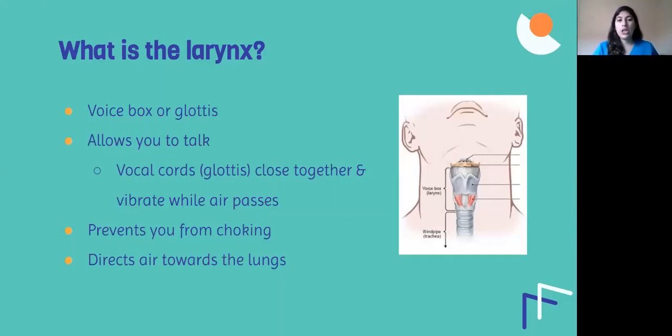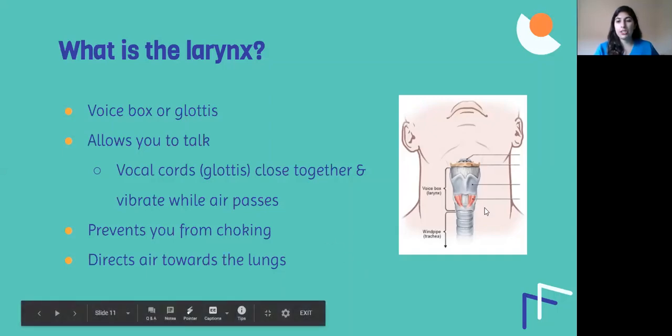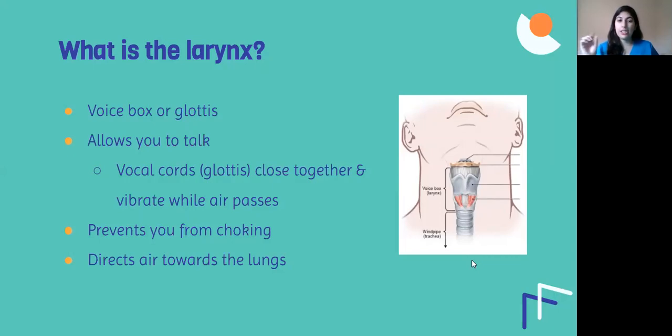When you're talking, air is passing through your throat. When air is passing through your throat, the vocal cords, as you can see here on the picture on the right-hand side, tend to close together and they vibrate. That vibration is what allows sounds to go through. There's also a couple other things that the larynx does.